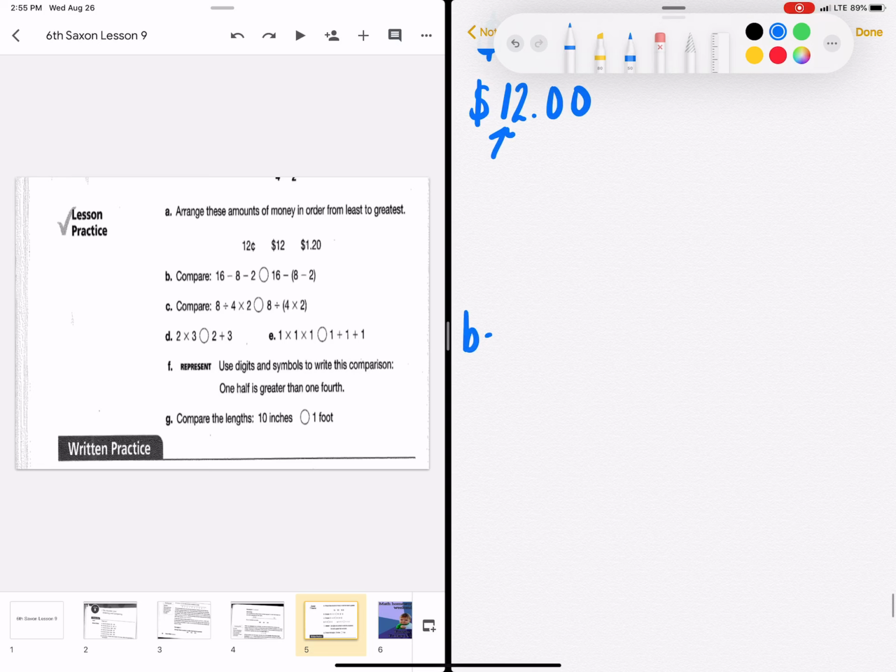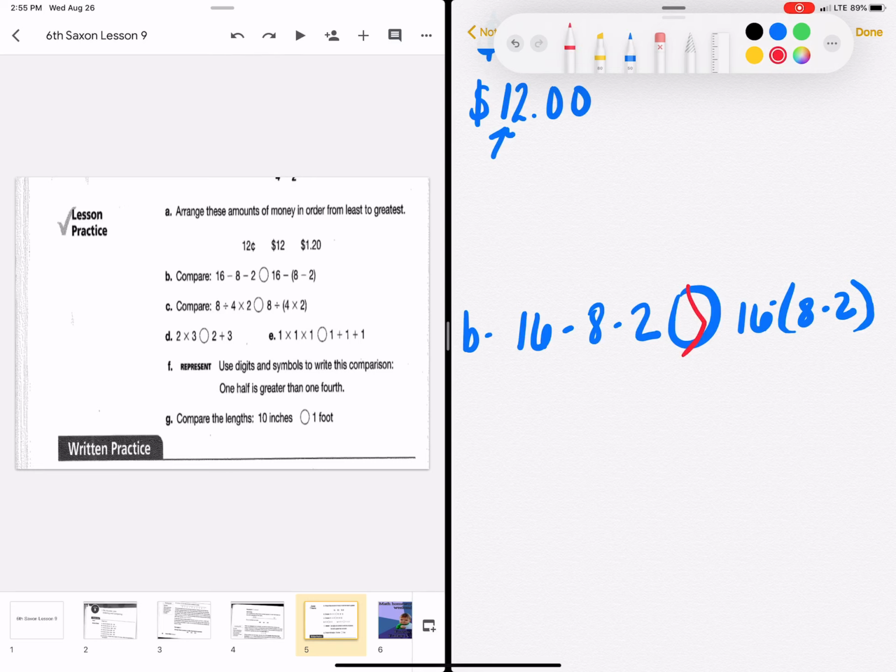B. So 16 minus 8 minus 2 compared to 16 minus parentheses 8 minus 2. I forgot a symbol. All right. A lot of my kids just want to do this. They don't want to solve the problem, and that is so agitating. You can't solve this unless you complete the math, the computation on both sides.